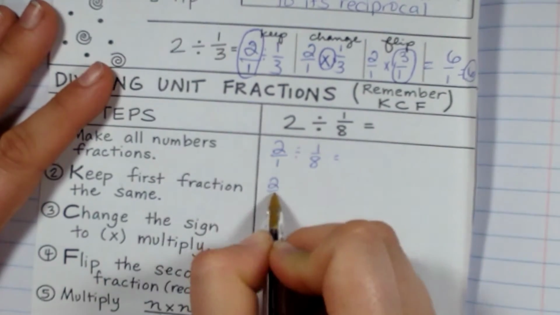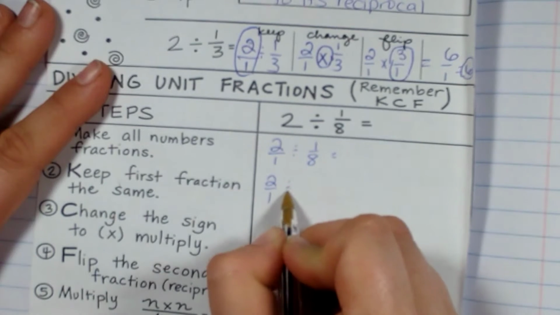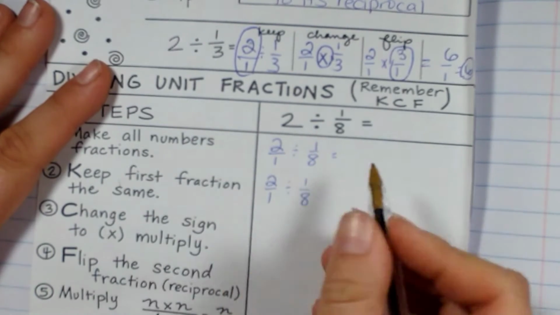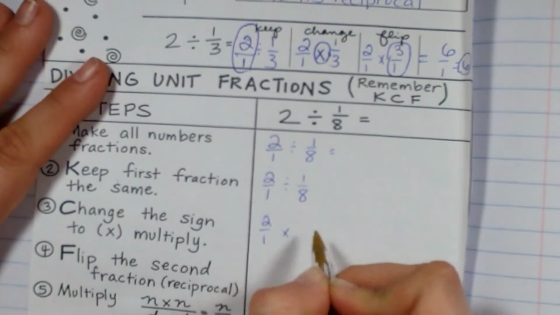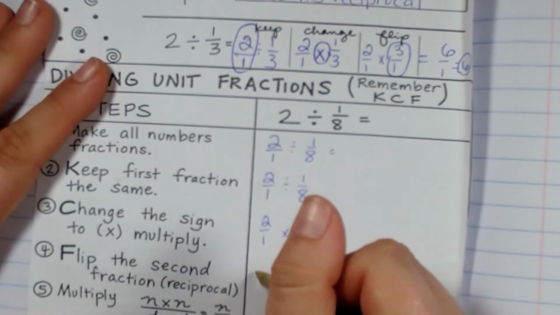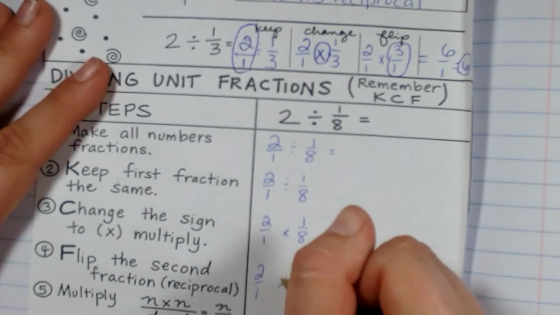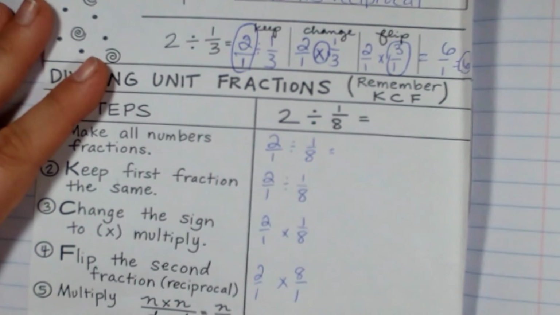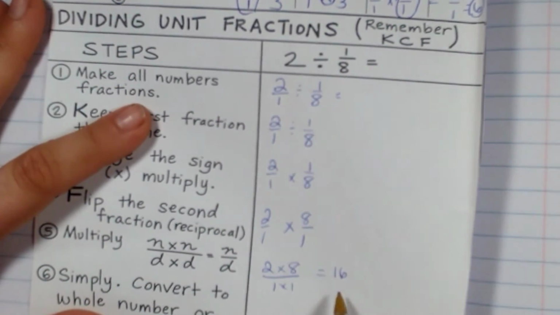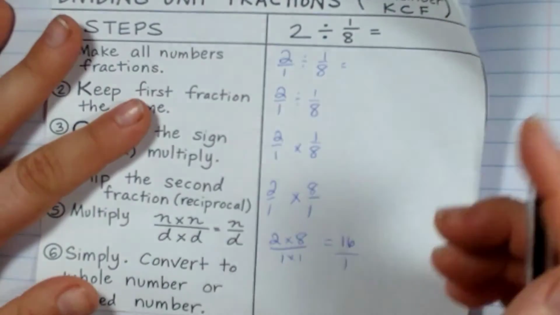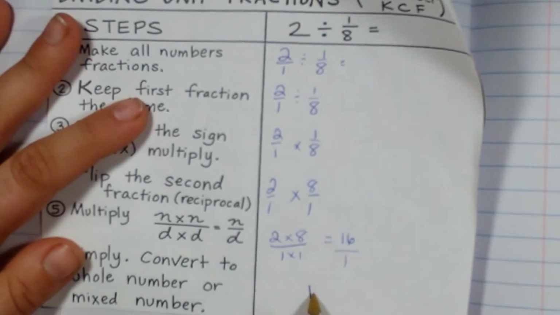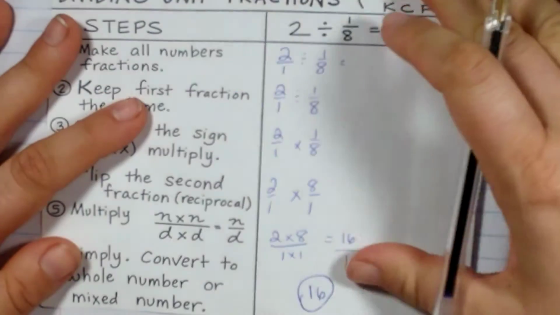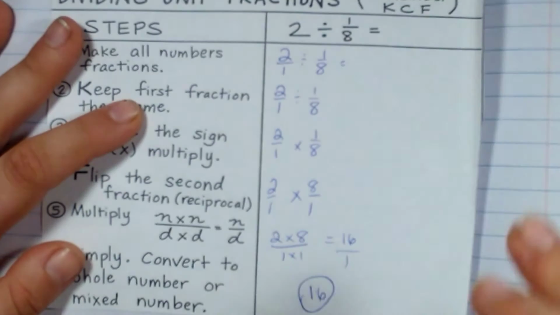Keep the first fraction the same. Change the multiply sign, flip the second one, multiply across, and either convert to a whole number or a mixed number or a fraction. So our answer here would be 16.